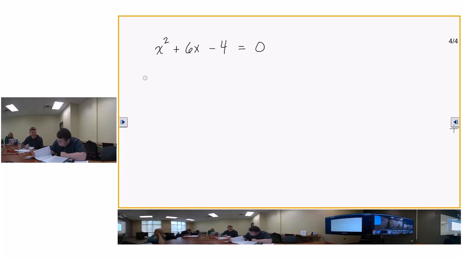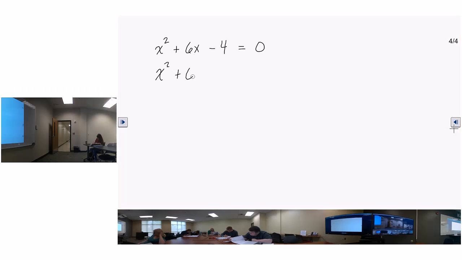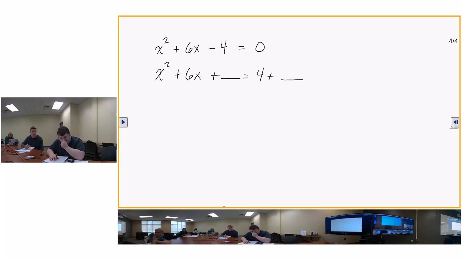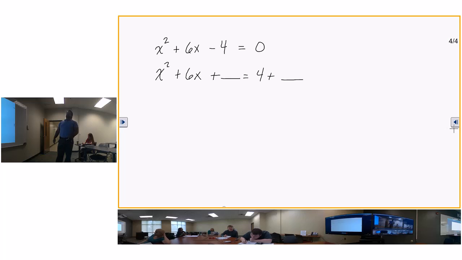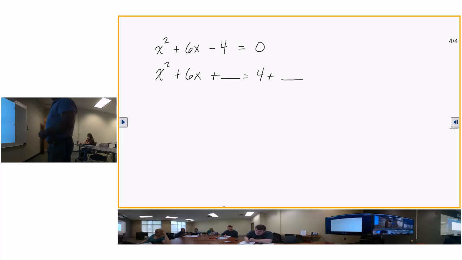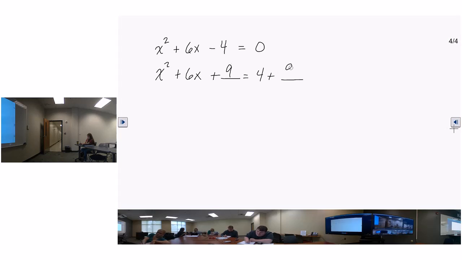All right, so x squared plus 6x plus blank is equal to 4 plus blank. Now what? That's not rhetorical. I'm asking y'all to interact with me, please. What next? You divide 6 by 2, which is 3. And 3 squared is 9. So I'm going to add 9 on both sides. So now I get (x plus 3) quantity squared equals 13.